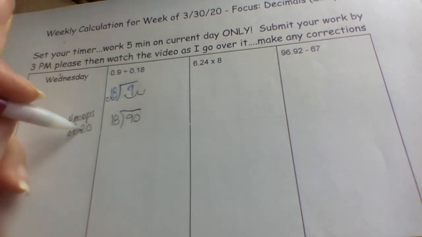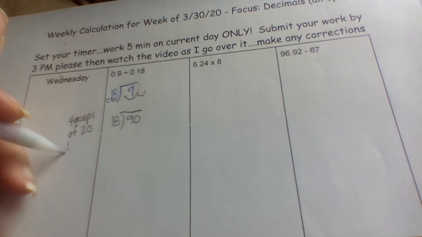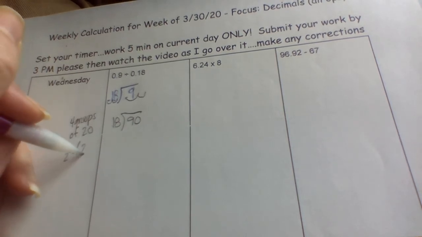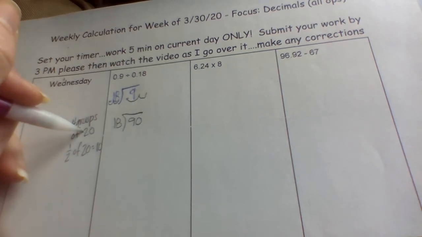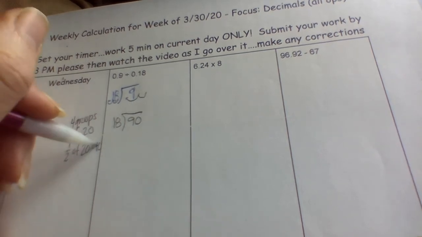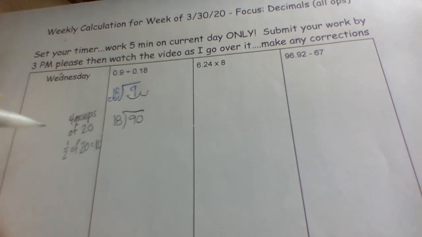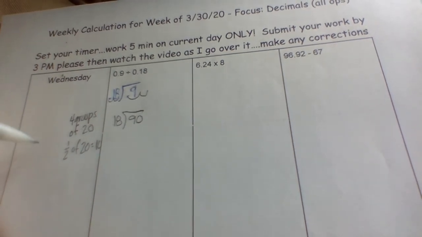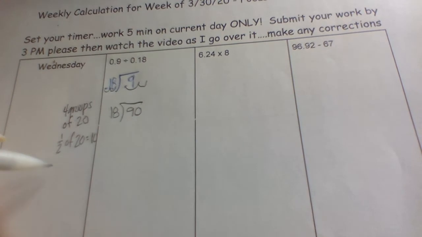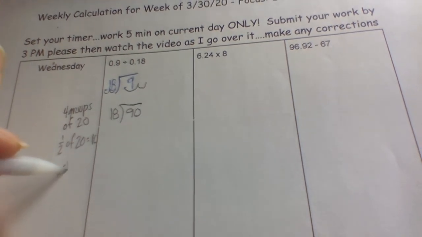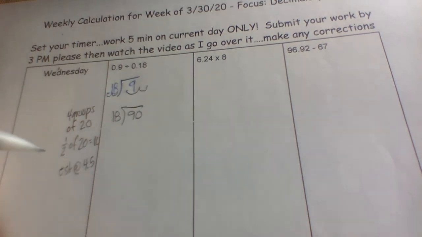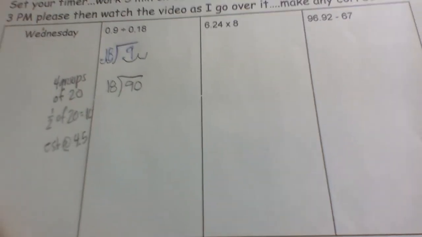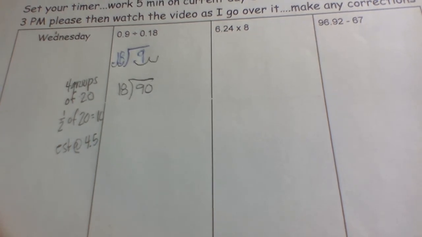Because half of 20 is 10. I'm going to write that here: half of 20 equals 10. So my 4 groups of 20 gives me 80, and half of 20 is 10. That will give me 90. I'm looking at that as a little bit more. So my estimate is going to be somewhere around 4.5. I'm going to write it that way, but you can do whatever you want. Remember, my estimate is just giving me a good idea of whether my answer makes sense.